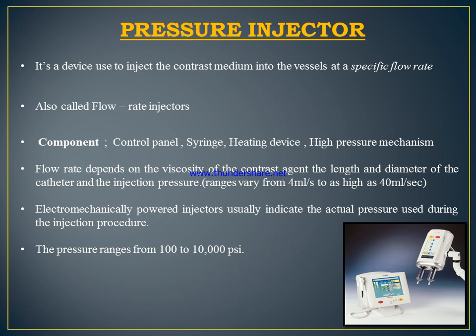Another device used is the pressure injector. A pressure injector is an electromechanical injector which is used to inject the contrast medium into the blood vessel at a specific flow rate, also called a flow rate injector. Its components are the control panel, syringe, heating devices, and high pressure mechanism. The flow rate depends on the viscosity of the contrast agent, the length and diameter of the catheter, and the injection pressure. Electromechanically powered injectors usually indicate the actual pressure used during the injection procedure. The pressure ranges are from 100 to 10,000 psi.